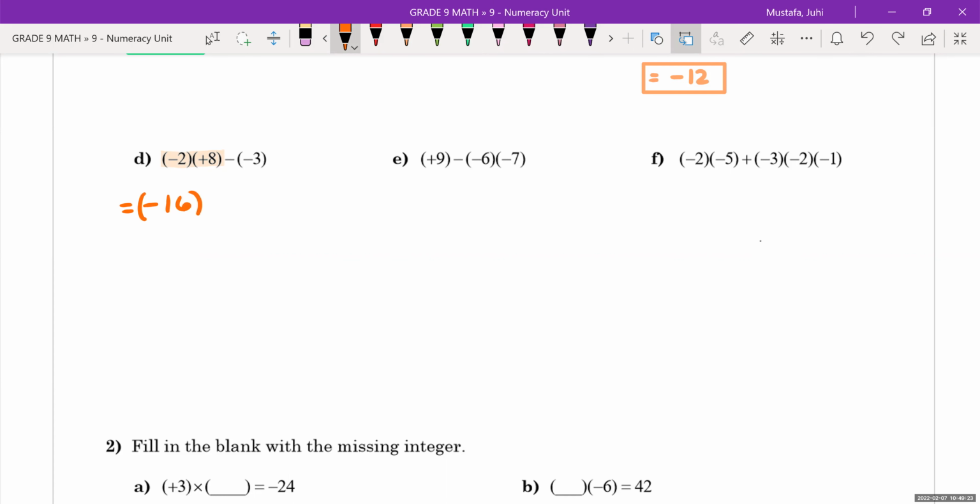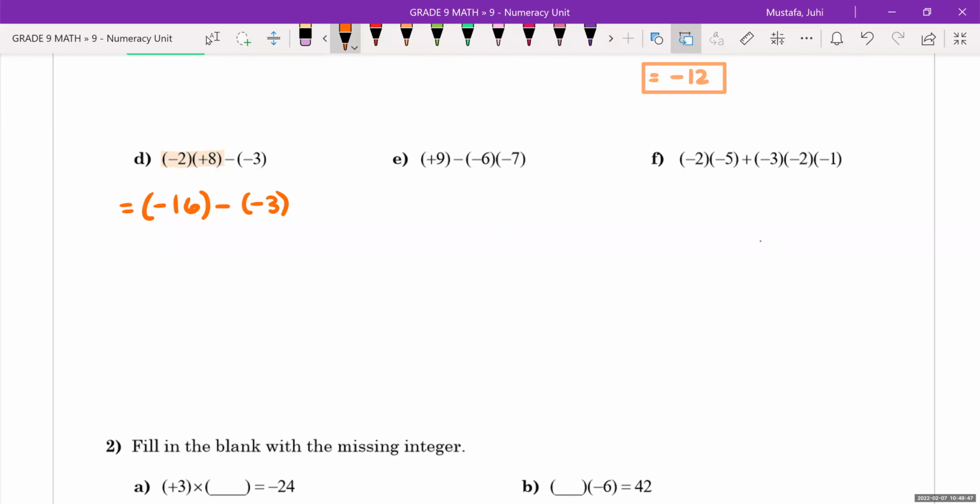Whoa. I don't know what is happening here. Let me try that again. -3. It's lagging. That's what's happening. It's coming.